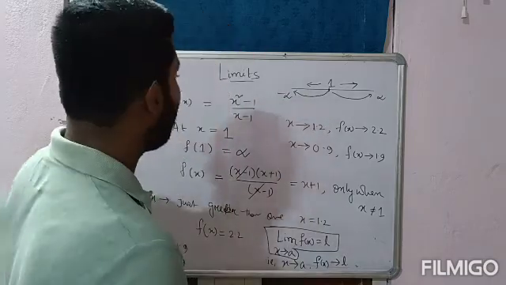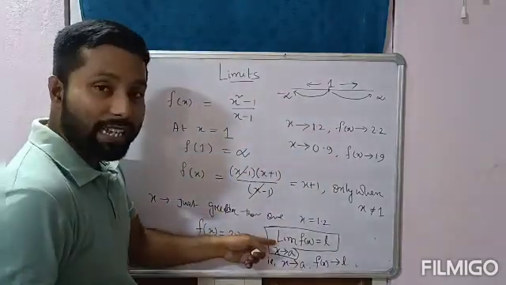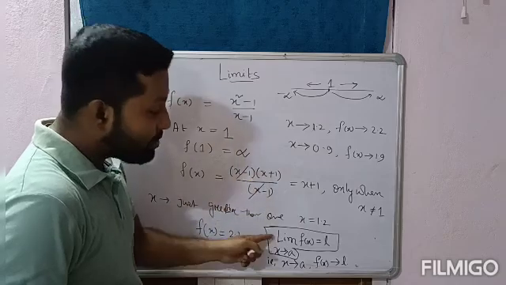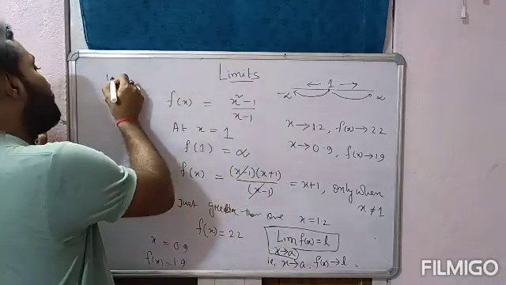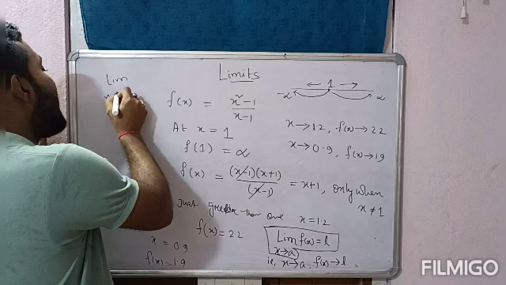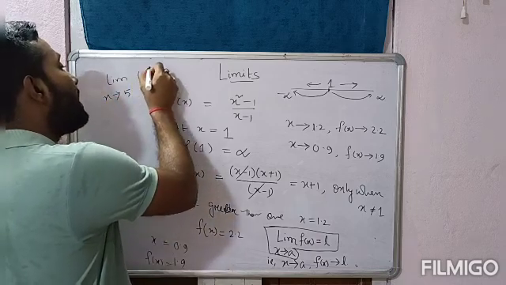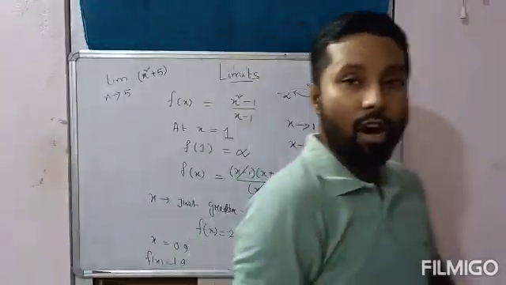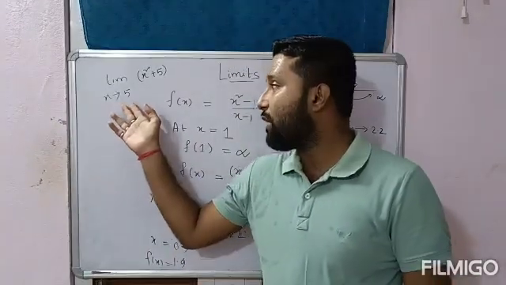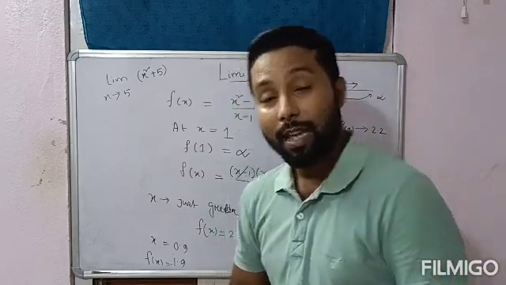Let us take one example now. Another example. Now simple example I'm giving because already I have given the definition. Based on this definition, now I want to give one example. Let us take limit x approaches 5, x square plus 5. Find out the value of limit x approaches 5, x square plus 5. How to find the value?